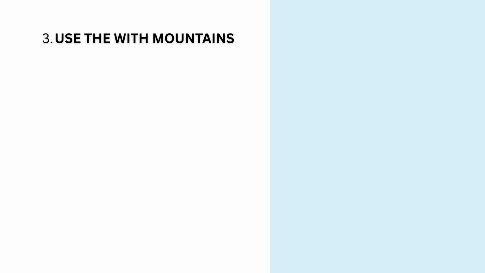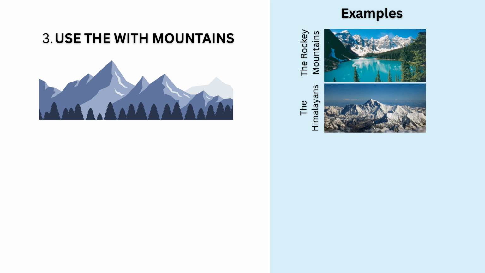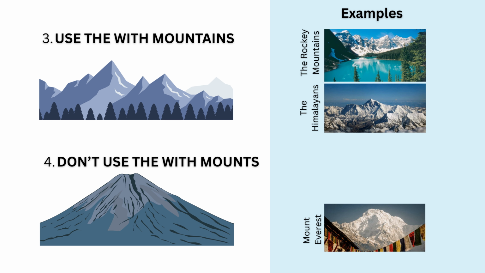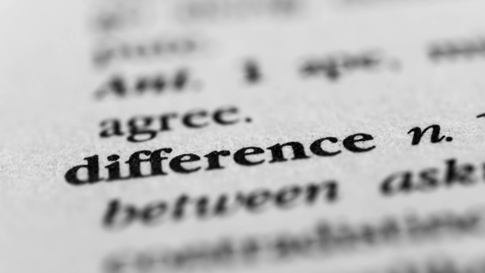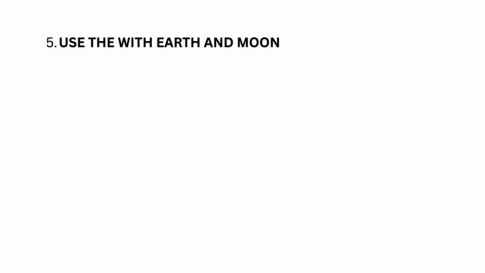Use the with mountains. For example, the Rocky Mountains, the Himalayas. But don't use the with mounts. For example, Mount Everest, Mount Fuji. The difference between them is that mountains are more general nouns, whereas mounts specify a singular name of a single mount. Rule number 5. Use the with earth and moon.